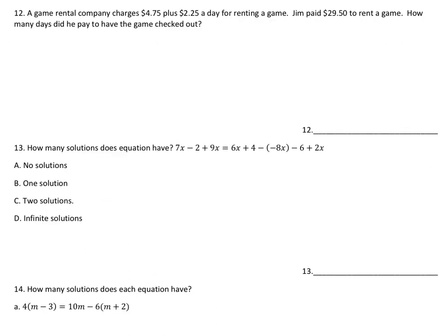Number 12. A game rental company charges $4.75 plus $2.25 a day for renting a game. Jim paid $29.50 to rent a game. How many days did he have the game checked out? Alright, here's what we know: there's some kind of fee in the beginning that Jim has to pay, plus he has to pay however much it costs per day. And when we add those two together, we get the total amount that Jim paid.